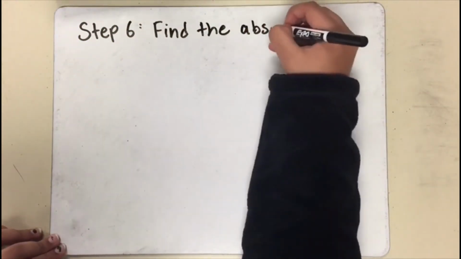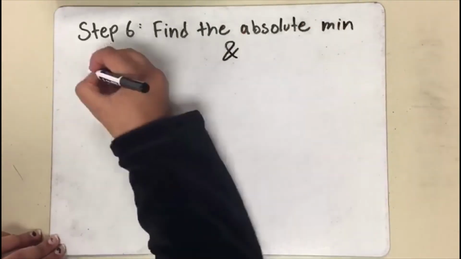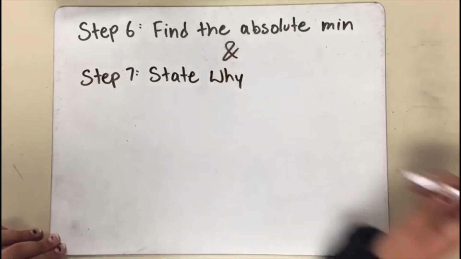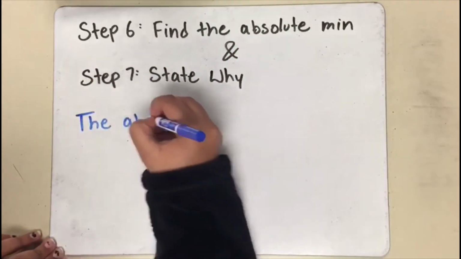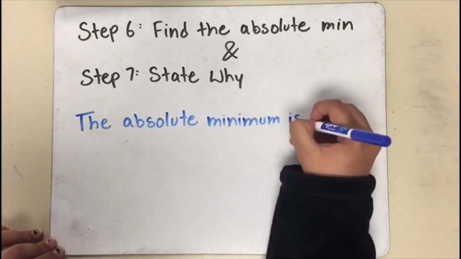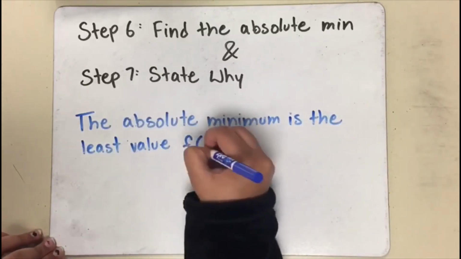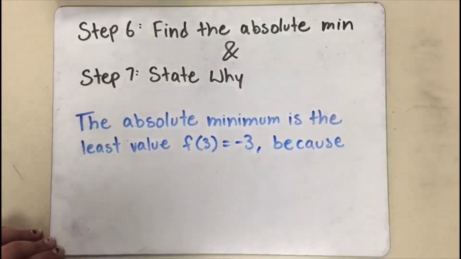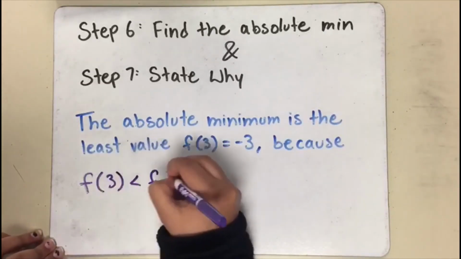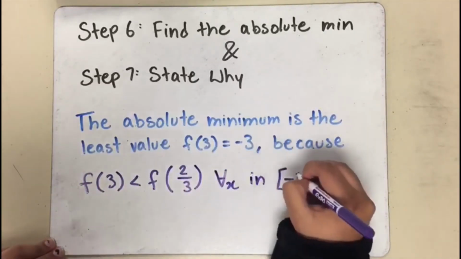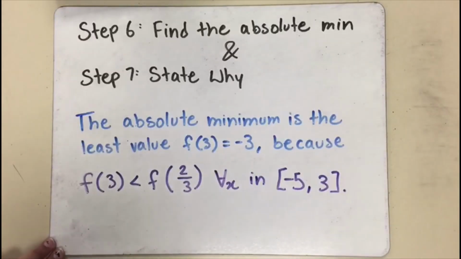Now we're almost done. Our sixth step is to find the absolute minimum. We also have to remember to state our reasoning. The absolute minimum is the least value, f of 3, which is -3, because f of 3 is less than f of 2/3 for all x in the interval -5 to 3 inclusive.